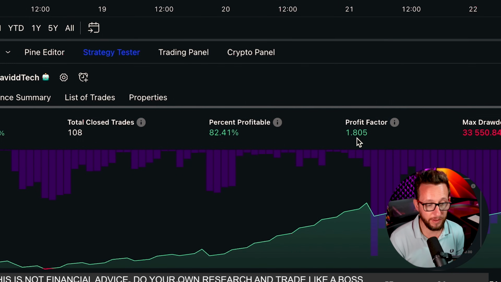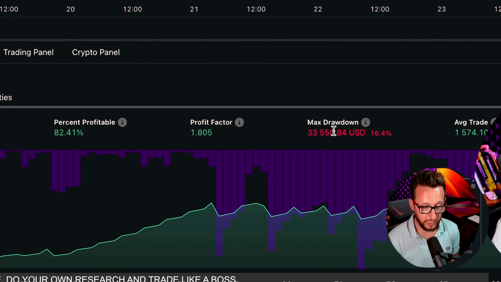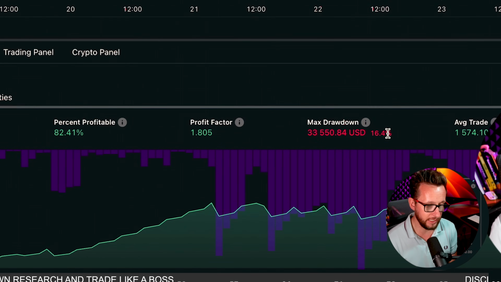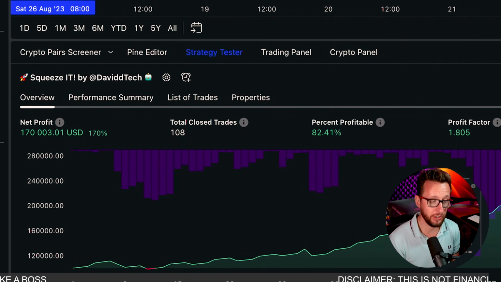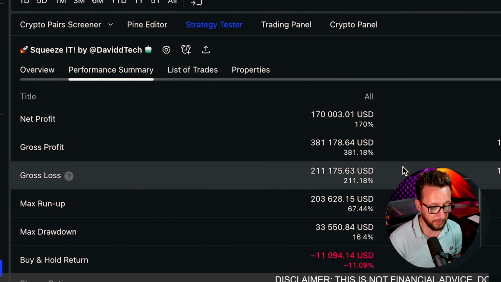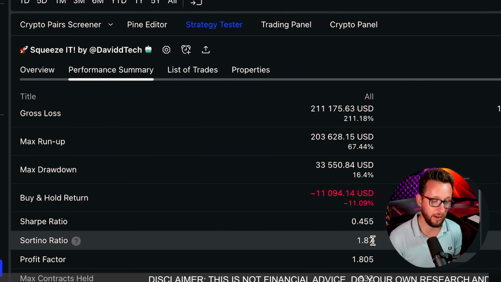82.41%. We have a profit factor of 1.8, and we have decreased our max drawdown to 16.4%. We've also kept our profit at 170%, so that's absolutely brilliant. If I go over to the performance, we've increased slightly our Sharpe ratio and our Sortino ratio as well.